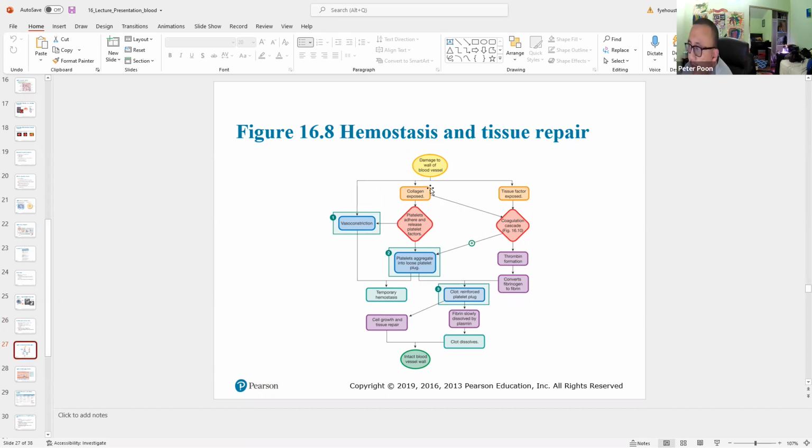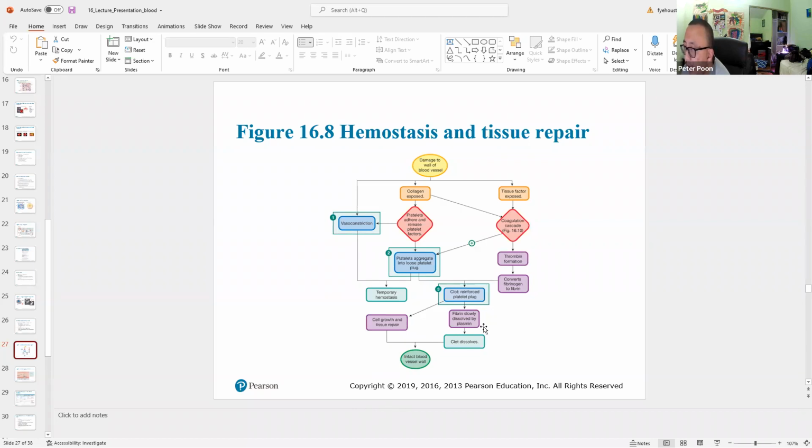Okay, so damage to the wall of the blood vessel exposes collagen. The platelets adhere and release platelet factors that accumulate and pick up more platelets. So you can see this is a positive feedback response. This leads to a very temporary platelet plug, so temporary hemostasis.